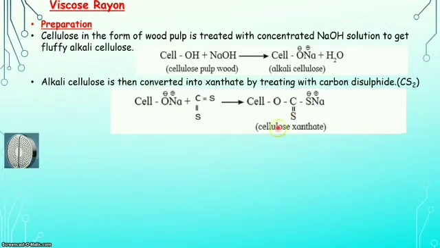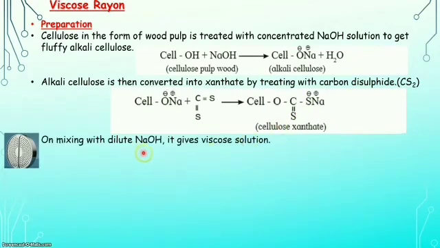Cellulose xanthate is then dissolved in dilute NaOH at 15 to 20 degrees Celsius. It is clear, light brownish in color, looks like honey, but it is still too young or too impure to undergo the spinning process, or the formation of fiber or thread. So on mixing with this NaOH, that results in the formation of viscose solution. This viscose solution is further kept for the ripening process under certain conditions.